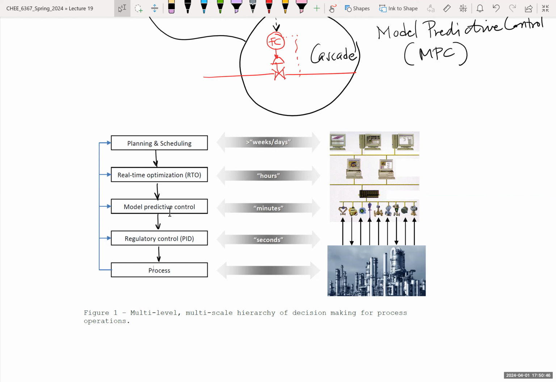And real-time optimization uses a non-linear simulator to optimize over the next shift, let's say, in a period of hours. So you see the time scale becomes longer and longer and longer.